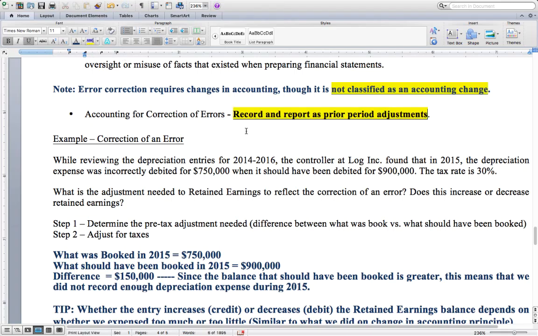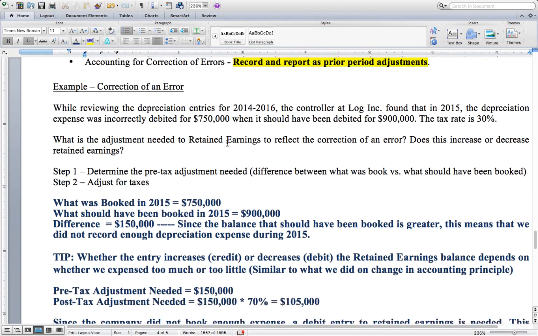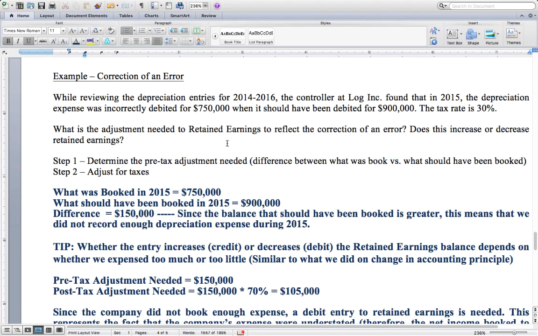You will record and report prior period adjustments for accounting for correction of errors. For example, when reviewing the depreciation entries for 2014 through 2016, the controller at Log Inc. found that in 2015, the depreciation expense was incorrectly debited for $750,000 when it should have been debited for $900,000. The tax rate is 30%. What is the adjustment needed to retained earnings to reflect the correction of an error, and does this increase or decrease retained earnings?